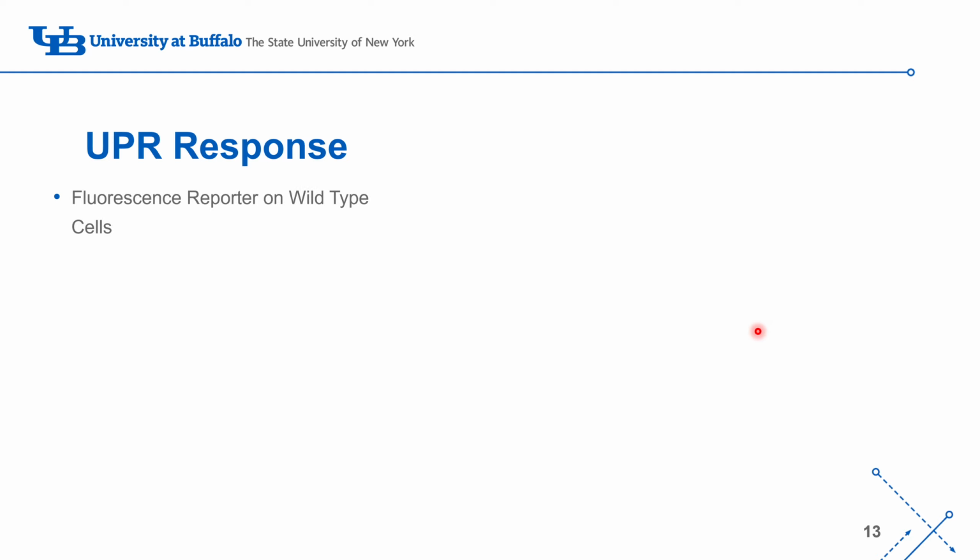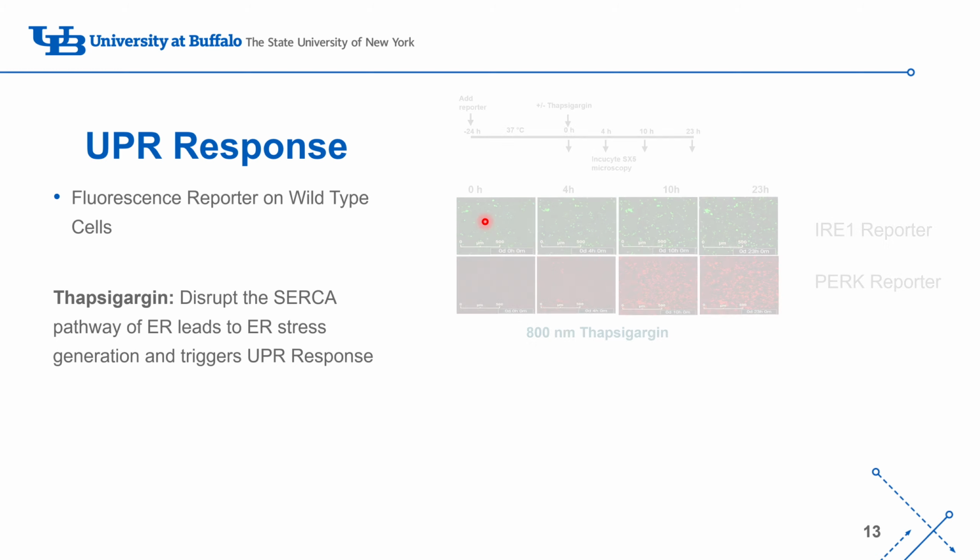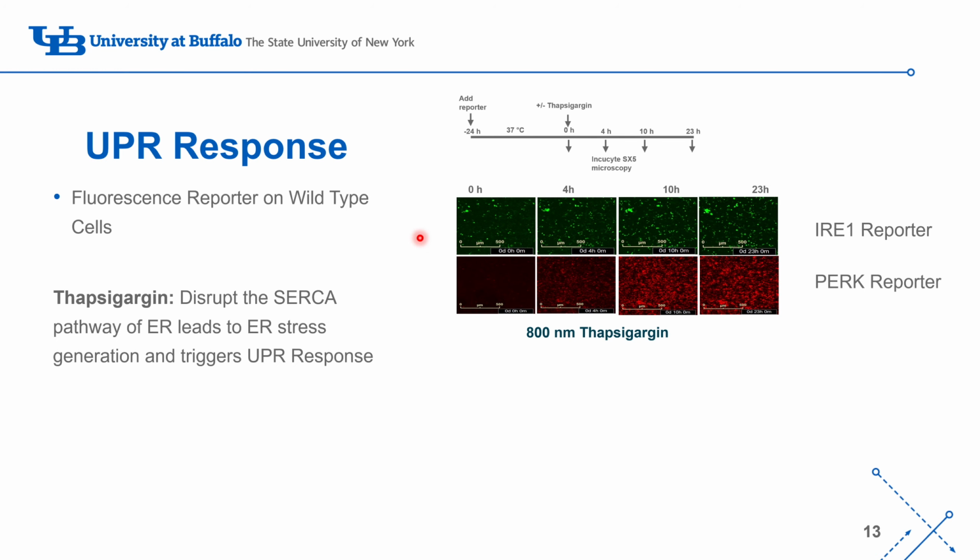So first we did the UPR assay on the wild type to check whether we are able to get a bright signal or not. And for this, in order to artificially generate the ER stress, we have used thapsigargin. It will disrupt the SERCA pathway of ER. That leads to the ER stress generation, and that will trigger the UPR response. So this is how we did the experiment.